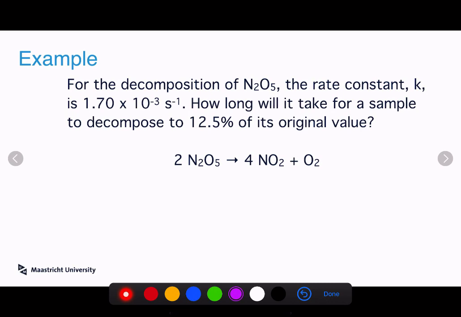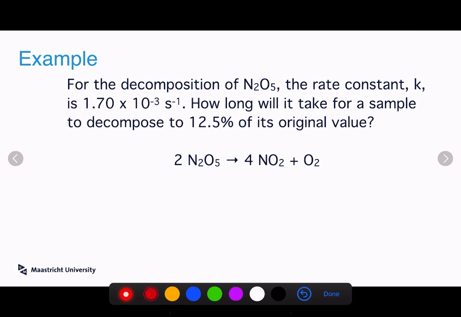Well, here's a problem where we're looking for the time it takes for a sample to decompose to 12.5% of its original value. So we're looking at N2O5 decomposing to NO2 and O2. We're given a rate constant of 1.7 times 10 to the minus 3 inverse seconds.